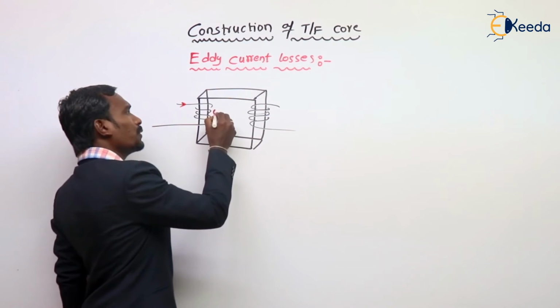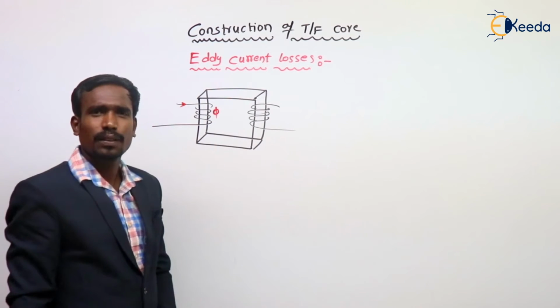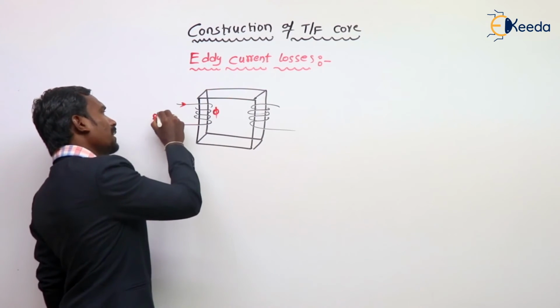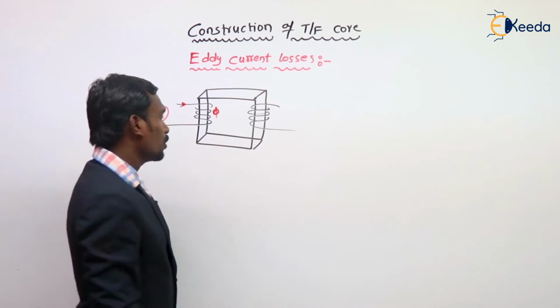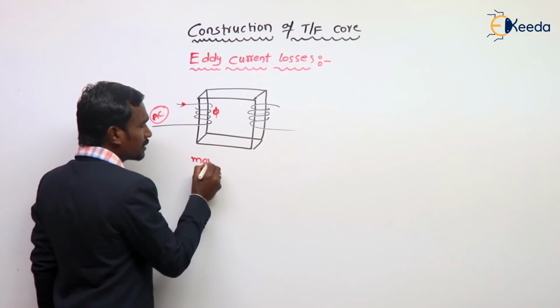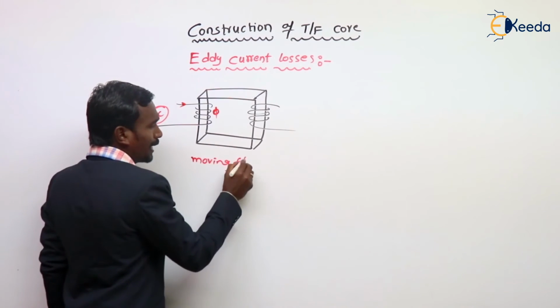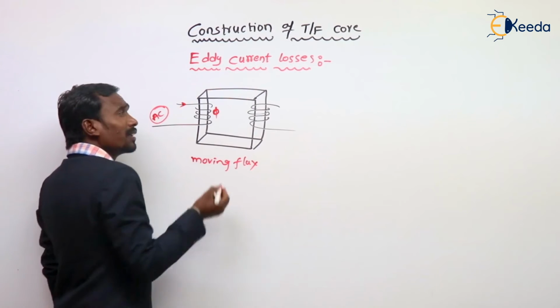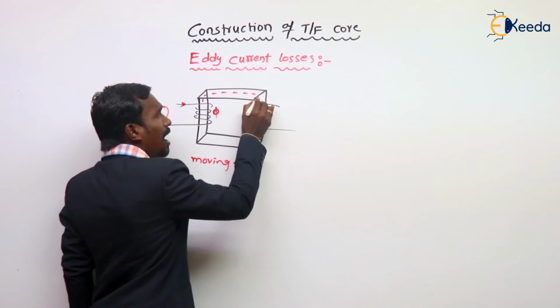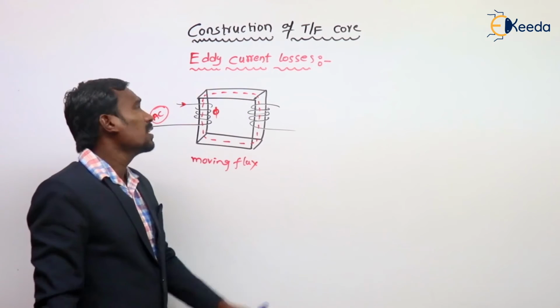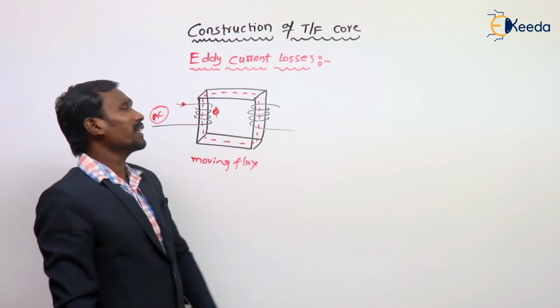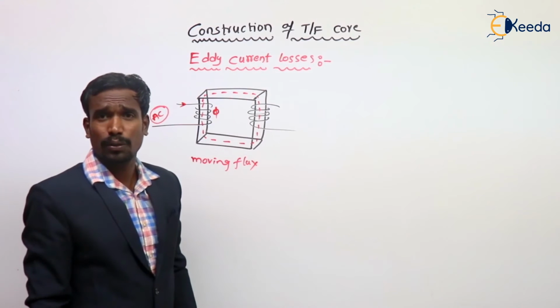Here some flux is produced. We are giving AC supply, so this is a moving flux. Now we have a moving flux. This flux also links with our transformer core.